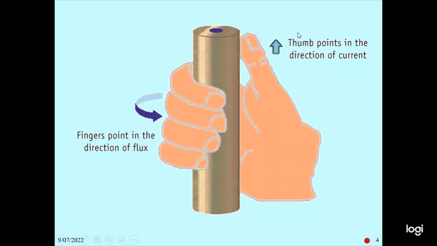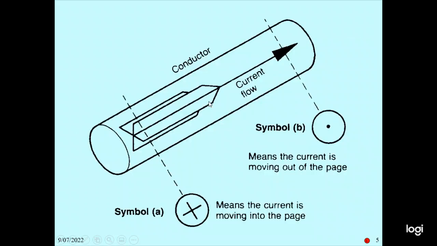Thumb position: the thumb points in the direction of current, and the fingers point in the direction of flux. In this case, you can see there's a symbol. The cross means the current is flowing away, and the dot means the current is coming toward us. So in the conductor, the current is flowing here. In this case, symbol A is for the current flowing away, and symbol B is the current coming toward us. So symbol B means the current is moving out of the page.